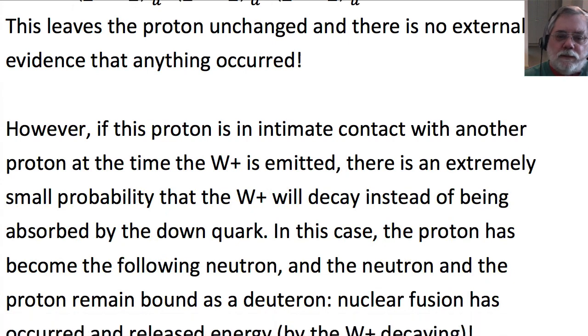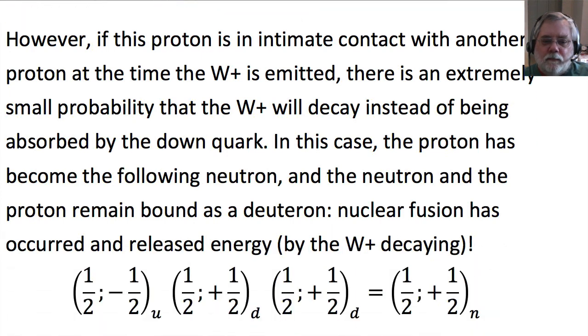However, if this proton is in intimate contact with another proton at the time the W plus is emitted, there is an extremely small probability that the W plus will decay instead of being absorbed by the down quark. In this case, the proton has become the following neutron. And the neutron and the proton remain bound as a deuteron. Nuclear fusion has occurred and energy was released by the W plus particle decaying.